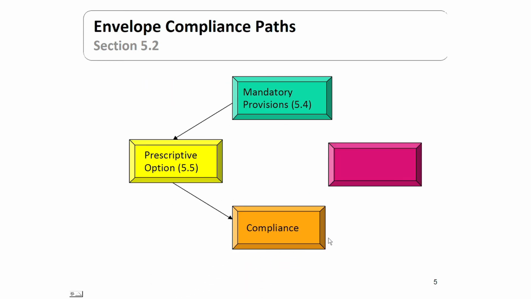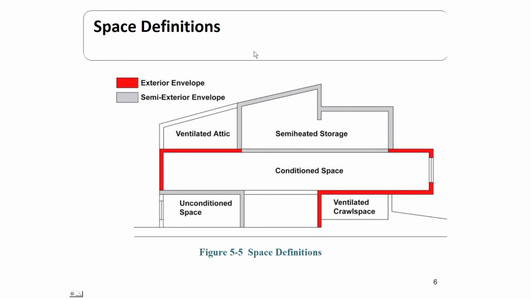This is showing the format generally for every one of the compliance sections. We begin up here with the mandatory provisions. That's subsection 4, so in this case, it's Section 5.4. We can go straight to a prescriptive option, 5.5, and then on to compliance. As an alternative, we can choose a trade-off option, which is 5.6, and then on to compliance. So there's always a couple of different routes you can follow to comply with the code. This slide shows the space definitions.